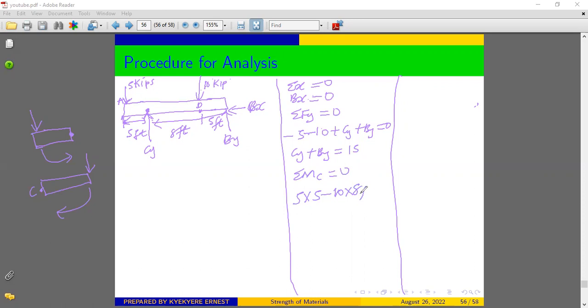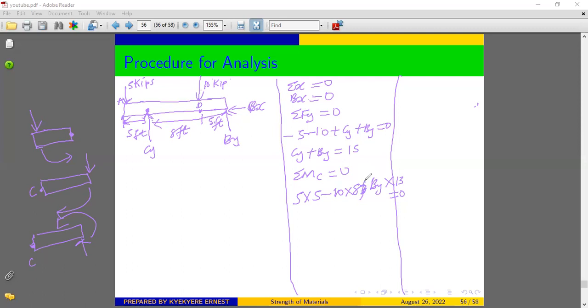And then we come to the last force, which is By. And we have By times the distance from where we are taking our moment, which is 5 plus 8, which will give us 13, equal to 0. But is this By going to be positive or negative? This is our structure. This is where we are taking a moment, point C, and By is applied here. So you see that By is going to rotate it in this direction, which is anti-clockwise. Therefore, it's going to be positive.